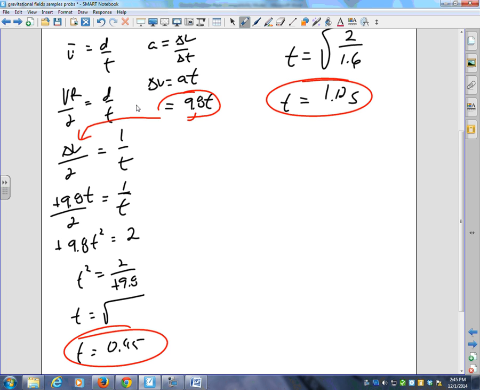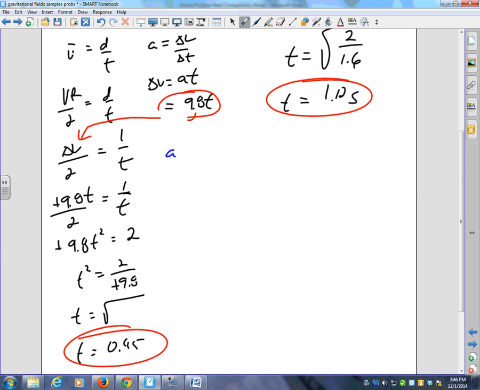Well, it's quite easy because I've got the formula right here. VF over 2 is equal to D over T. VF over 2 is equal to my displacement, which is 1, over my time of 0.45. So VF is simply 2 over 0.45. That doesn't quite work out for me here. Let's do it another way. Let's go with this one here.